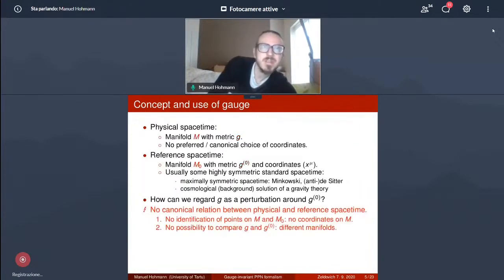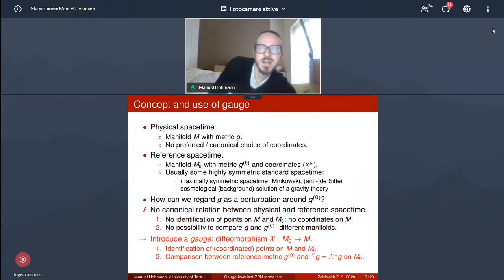But here we immediately see a problem. We have two different manifolds, and so we cannot identify these manifolds canonically with each other. So there are no coordinates in our physical space-time, and so we cannot compare the metric and the reference metric because they live on different manifolds. The idea how to compare them is that we need the diffeomorphism that relates these two manifolds to each other. Only then can we identify points on these two manifolds, and we can compare the two metrics to each other.